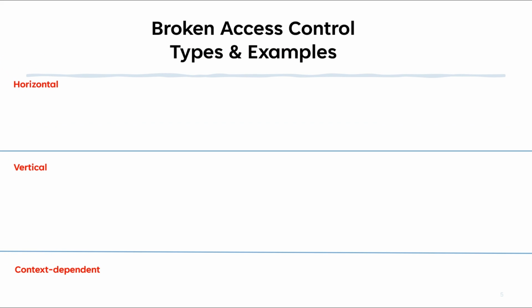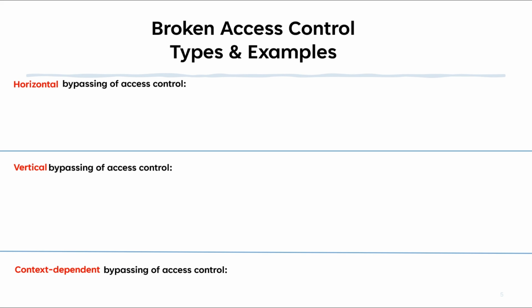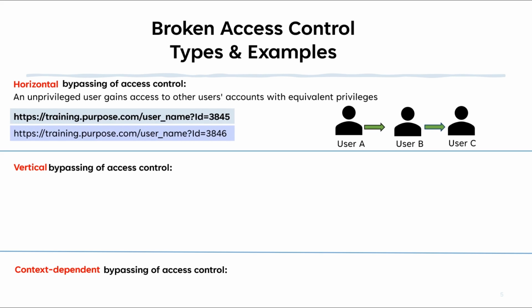Normally there are three types of broken access control. The first one is horizontal bypassing of access control. An unprivileged user gains access to other users' accounts with equivalent privileges. What this means: let's say you have access to user A, and after that you have access to user B or C or whatever. They have the same level of permissions, as you can see here in the example. You've managed to get access to this ID and that ID as well, but as we said, they have the same level of permission.